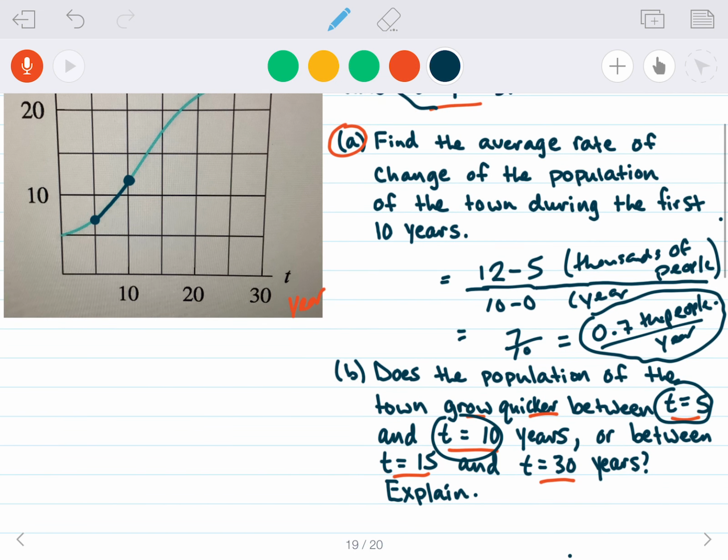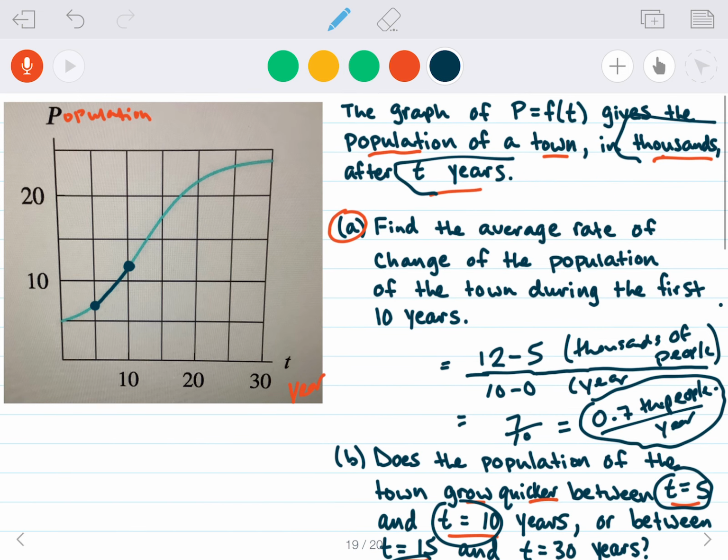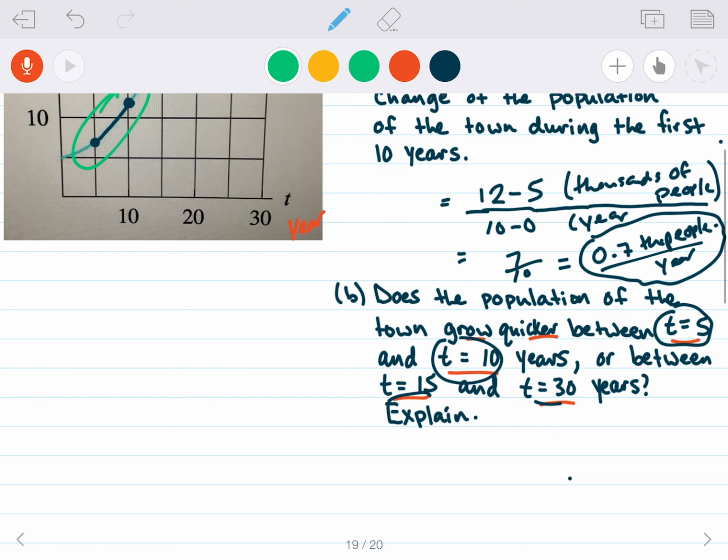Then the other one is t equals 15 and t equals 30. So that is going to be from t equals 15 to t equals 30. So that's this line segment right here. And the question is, which one grows quicker? Is it this one or this one? Well, to find out which grows quicker, you look at the steepness, right? Which is going to be a harder mountain to climb, this one or this one? Well, it appears that this one is a steeper one, right? So the answer here is between t equals 5 and t equals 10.